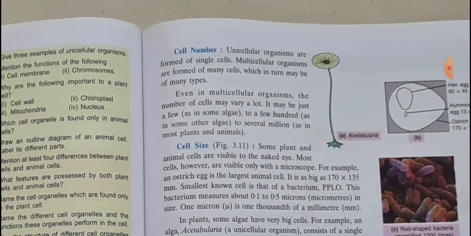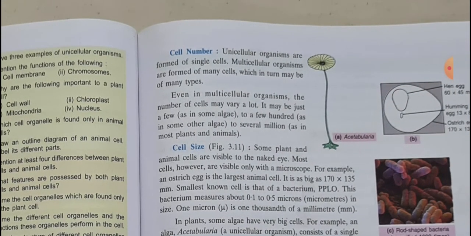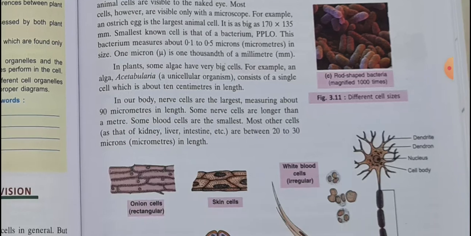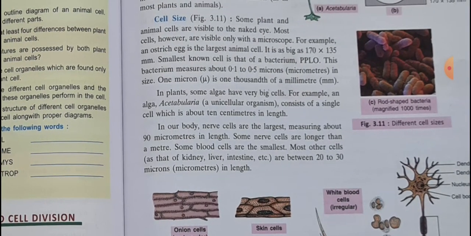Cell number. Unicellular organisms are formed of a single cell. Multicellular organisms are formed of many cells, which in turn may be of many types. Even in multicellular organisms, the number of cells may vary a lot. There may be few, there may be 100, there may be several million. Now the cell size. Some plants and animals are visible to our naked eyes, whereas some have to be seen through the microscope.